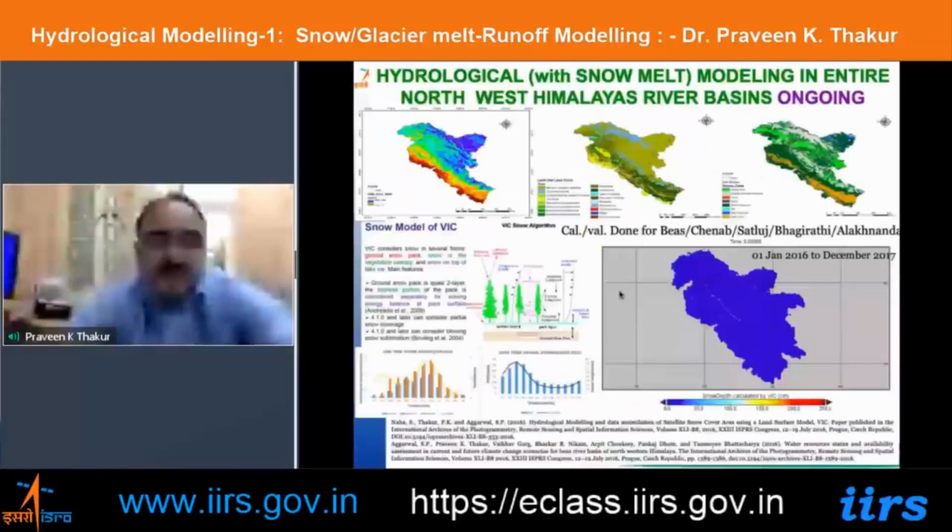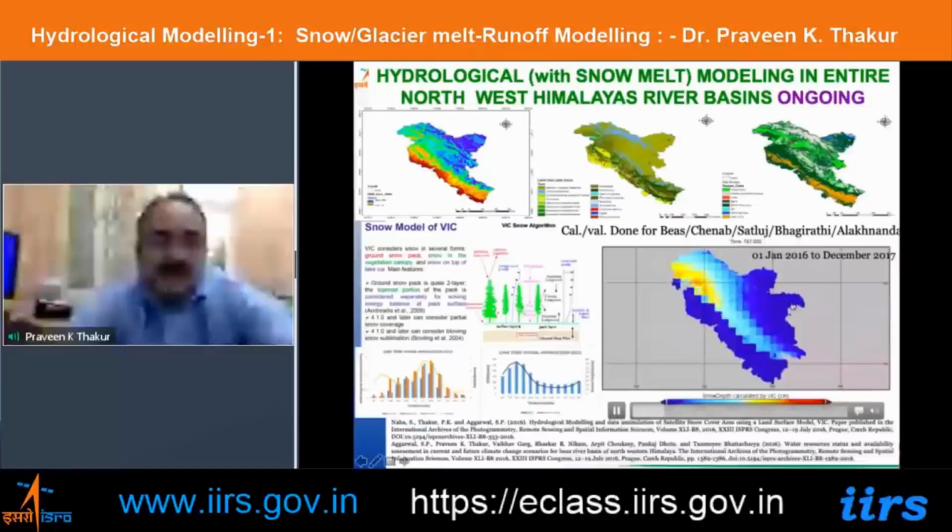And you can see here, this is the snow depth calculated by the VSC model with the ERA-Interim as input forcing data. And you can see this particular precipitation band, this elevation band between 1500 to 3500 meters, where we see the heavy snowfall and the seasonal variations in the snow depth.